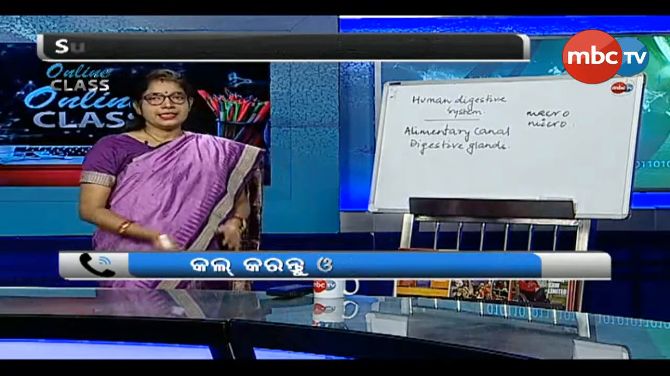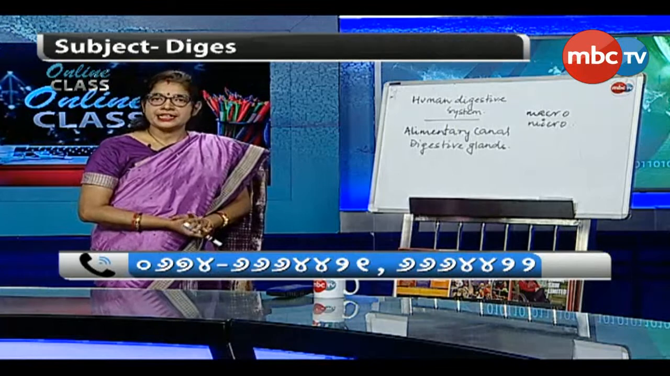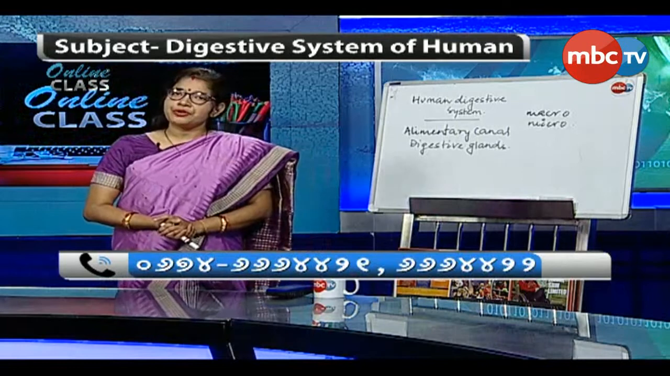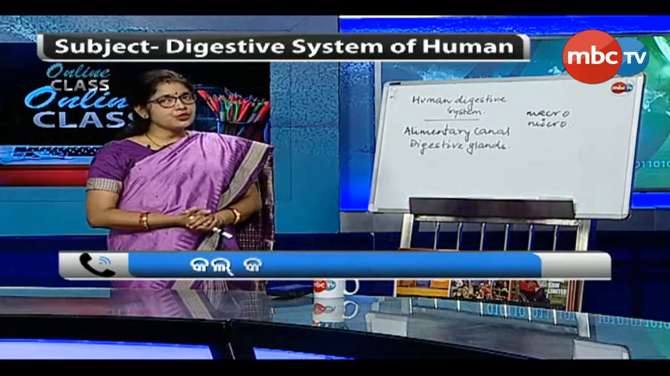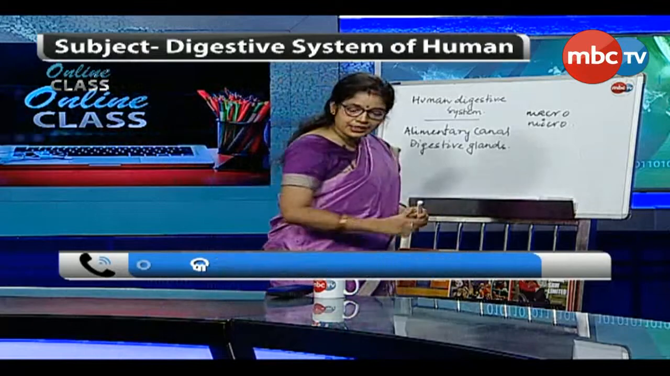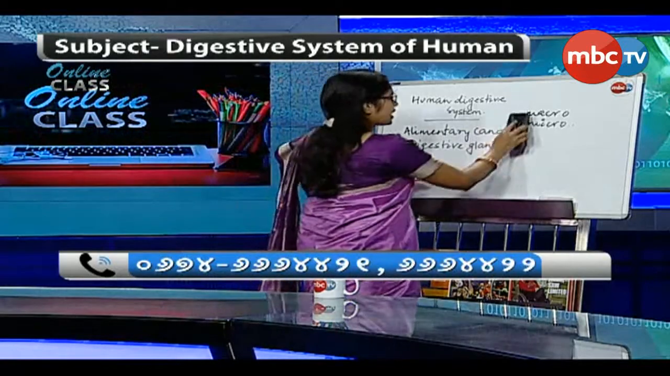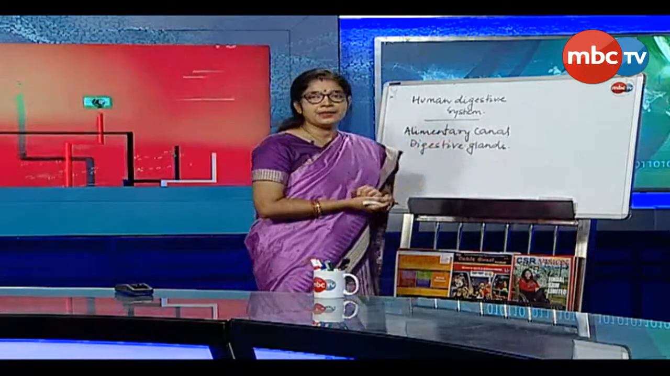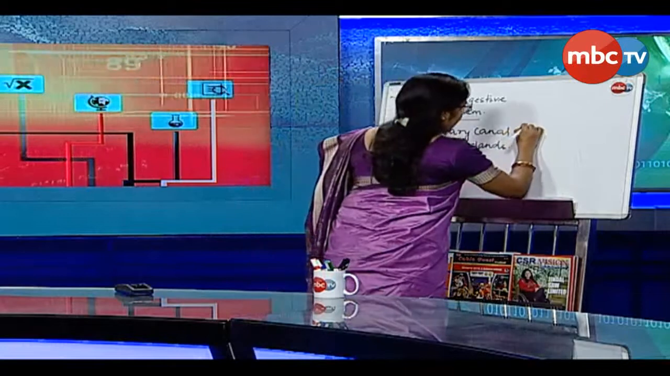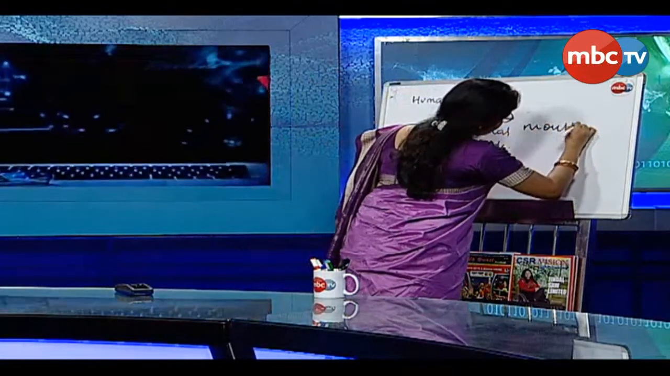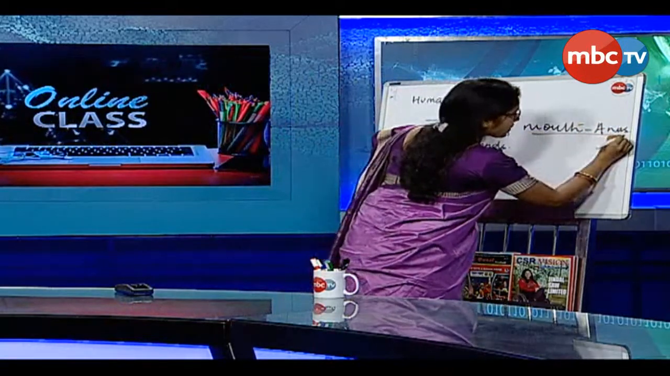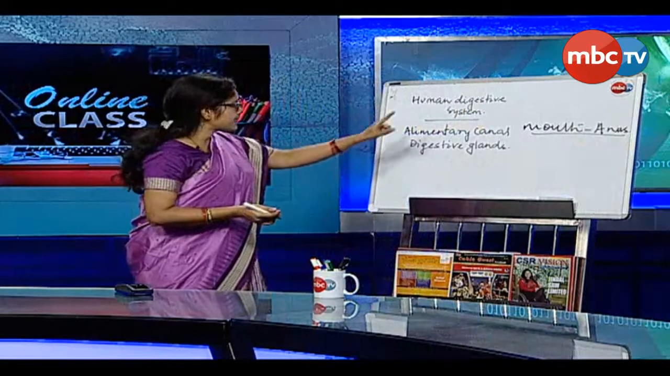But in our case, the digestive system is complete digestive system because of the presence of two openings, one for the intake of the food, that is known as mouth, and another for the elimination of the undigested food material, that is anus. So, the alimentary canal starts with mouth and ends in anus. Two openings are present because of which the digestive system is complete digestive system.